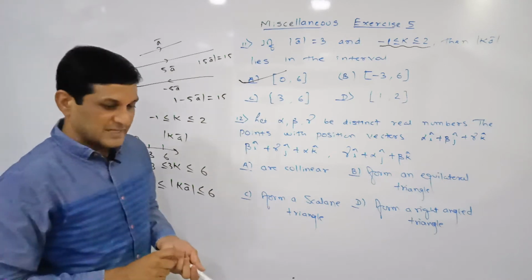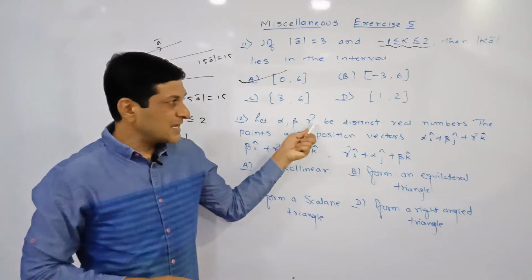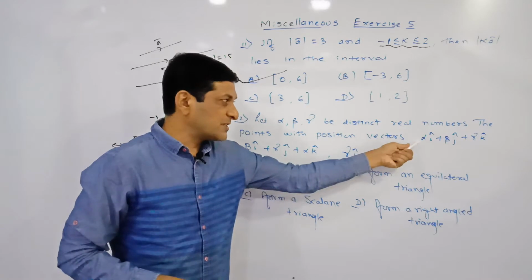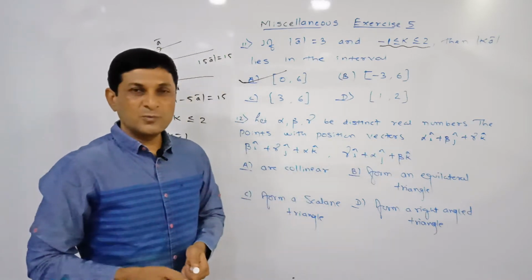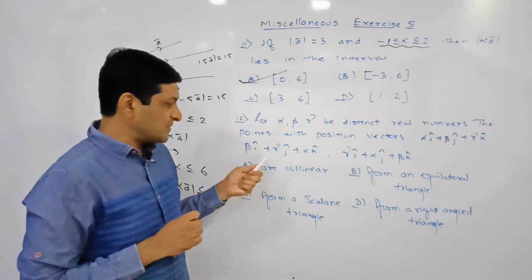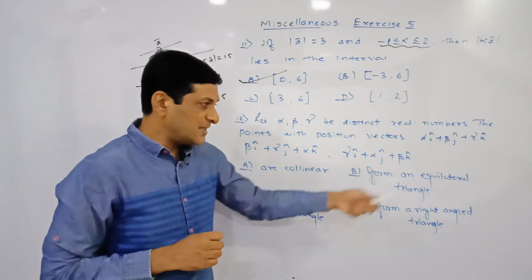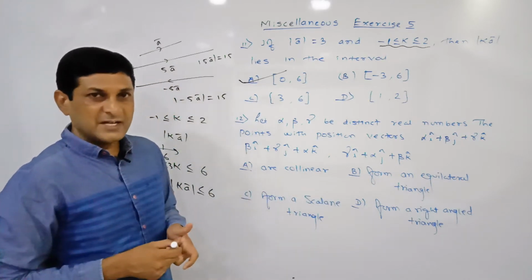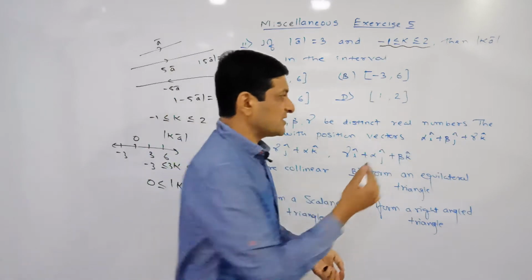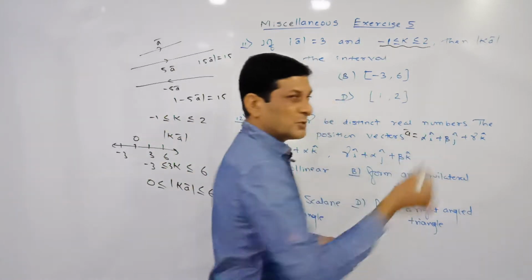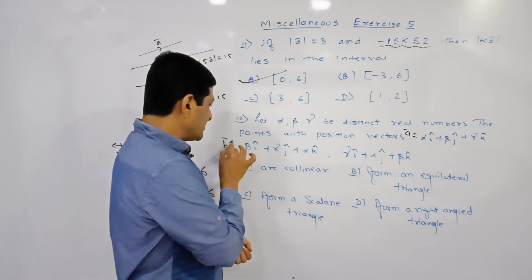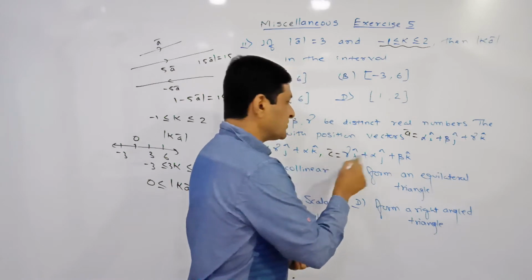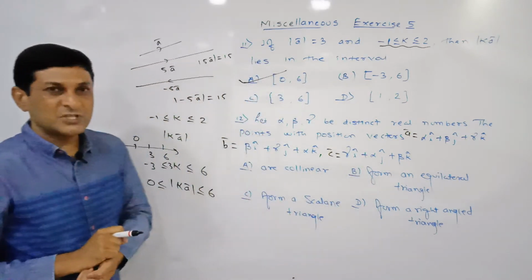Now we are solving the next example. In this example, alpha, beta, gamma are distinct real numbers, means scalars, and the position vectors of 3 points are given to us. This is the first point, second point and third point. We have to check whether these 3 points are collinear, form an equilateral triangle, a scalene triangle or a right angle triangle. Let us denote the first vector by a bar, the position vector of point A. Let us denote the second vector by b bar, the position vector of point B, and the third by c bar, the position vector of point C.